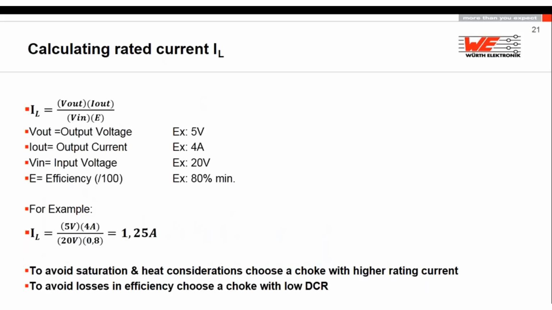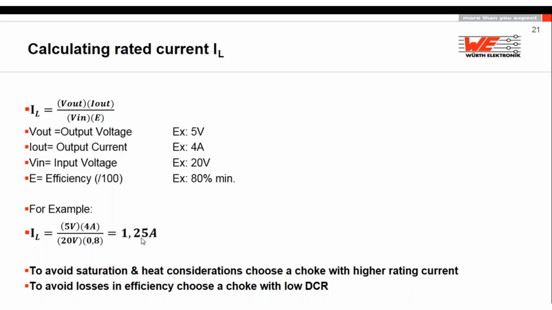How to calculate the rated current for this inductance, and which important issue: you have to take care that through this input inductor it will flow a quite high current, not the same current as on the output. I have here an example, a 5-volt output and 4 amp with a 20-volt input. I will say I need efficiency of minimum 80%. If I calculate this input current for my example, I will need an inductor at 1.25 amp.